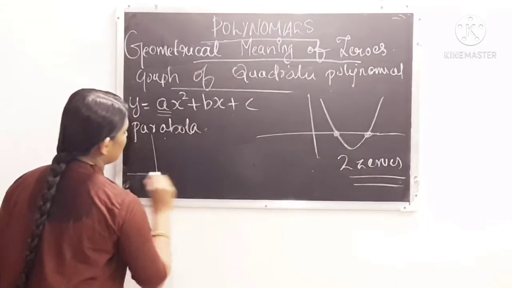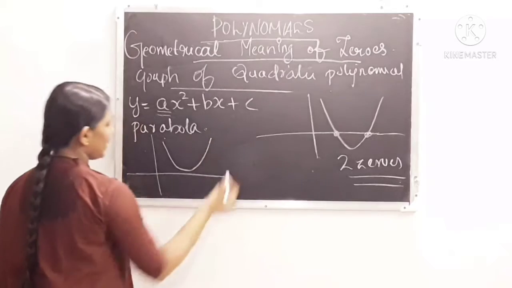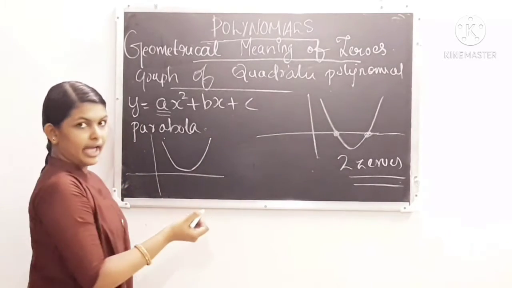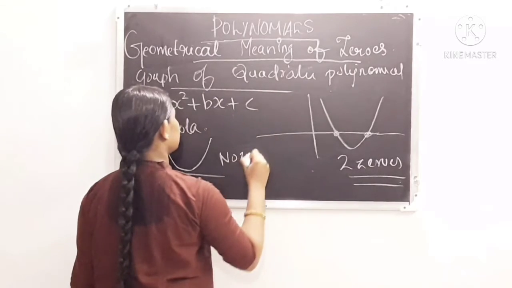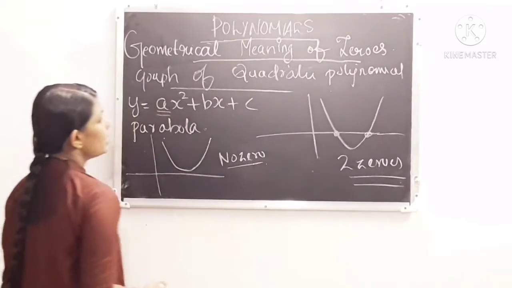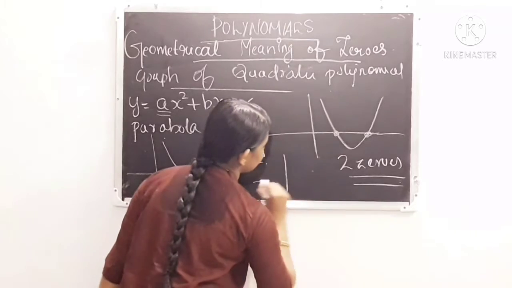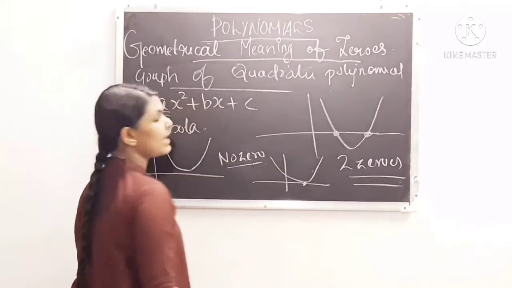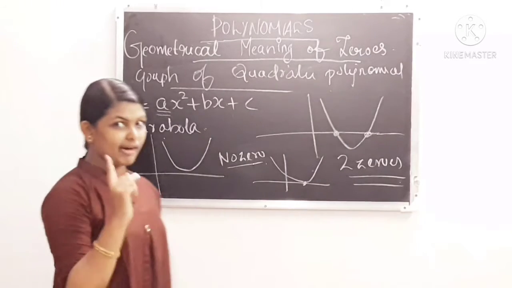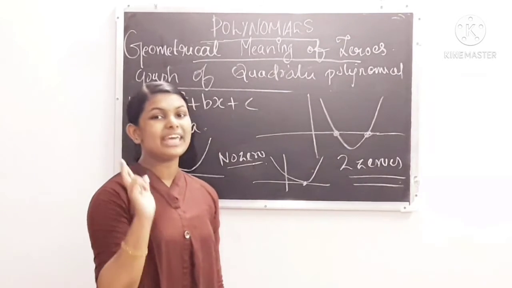And if we got the parabola like this, it does not intersect the x-axis, so there is no zero. Okay, there is no zero. And if the graph is like this, it intersects the x-axis only at one point, which means that there is only one zero, or we can say that there are 2 equal zeros.